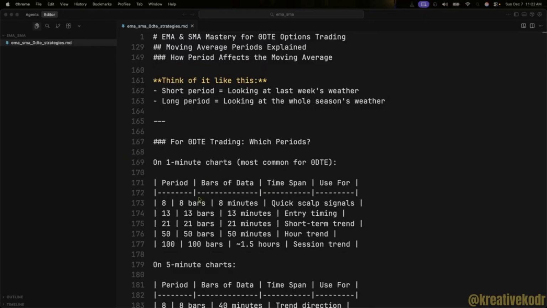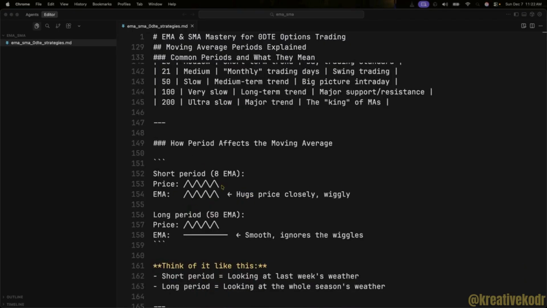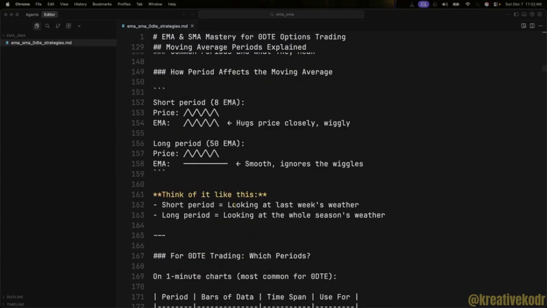All right. So for 1 minute, again, I would go a little bit more aggressive here. So 8 minute is going to be 8 bars. And this is quick scalps, but I would beg to differ, we can probably go to 3, 5, even 2 sometimes, right? It depends on how aggressive you want the EMA, the exponential moving average, to be able to hug the price. So this is 8. 2 is going to be super tight to the price, right?